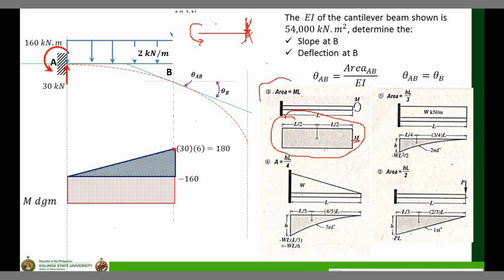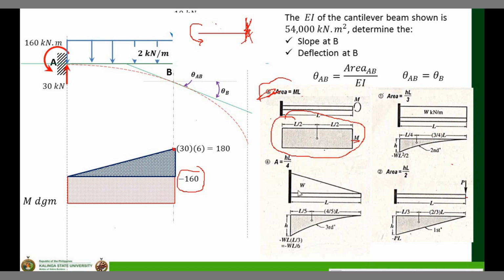Bakit negative? What is my basis? Dito sa may diagram number 3, yung direction ng moment, if you try to look at that, is counterclockwise. Okay, counterclockwise. Since, di ba, from our previous topics, counterclockwise, ang direction ng ating moment ay pababa. Since pababa siya, yung ating moment ay nasa may negative. Kung clockwise yung moment, ang ating moment diagram ay nasa may positive.